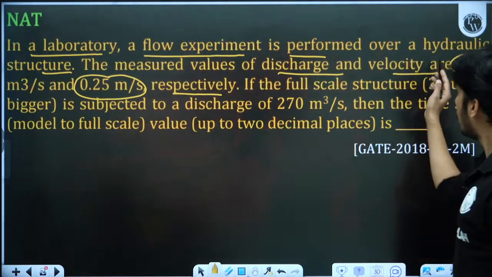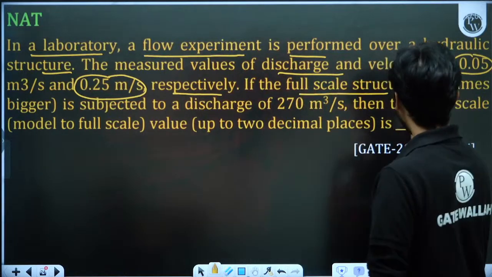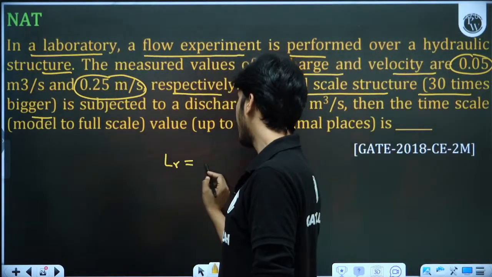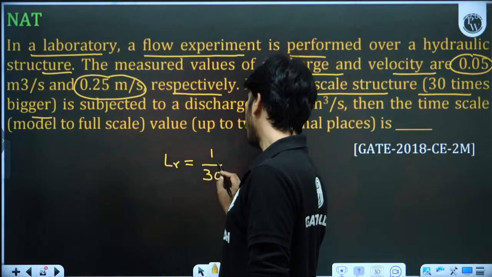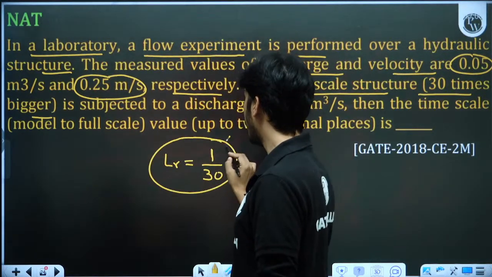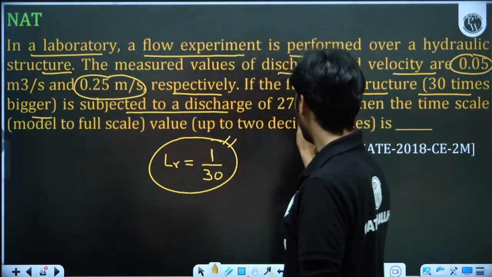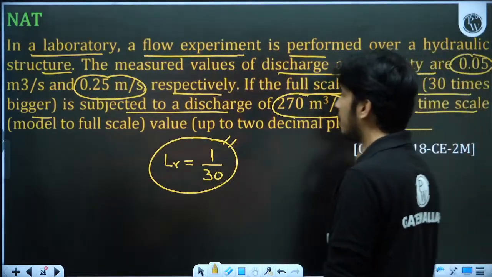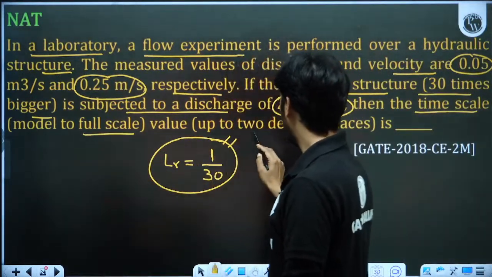Okay, so for the model it is given the full scale structure is 30 times bigger, which means the length ratio is 1/30, because the prototype is bigger, so the length ratio will be lesser than 1. It is subjected to a discharge of 270, so the discharge in the prototype is 270. Then they ask for the time scale of the model up to 2 decimal places.